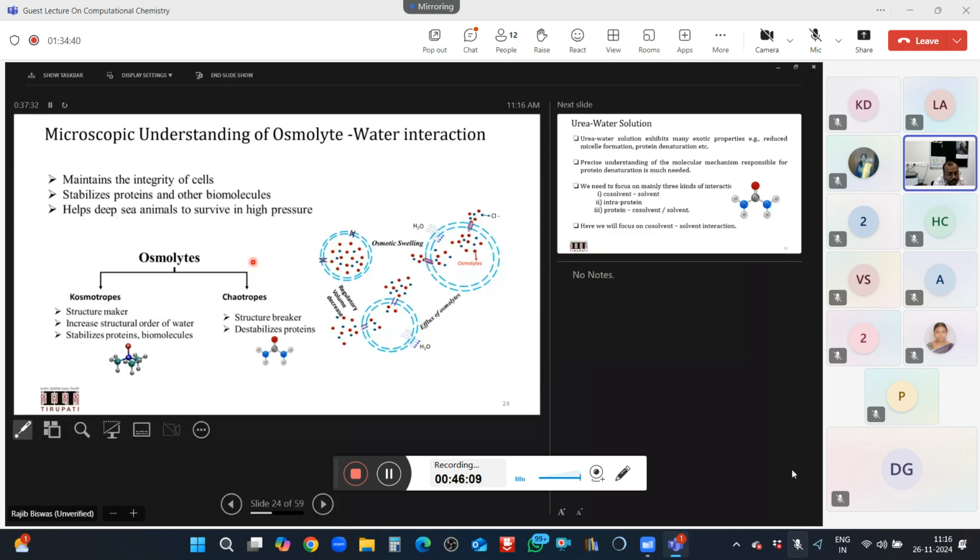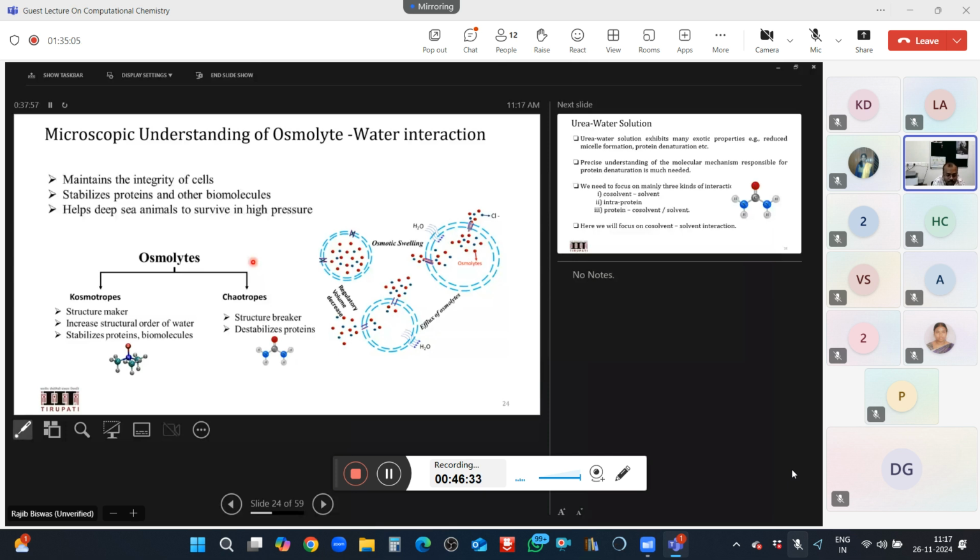But deep down, even several kilometers below sea level, where the pressure goes to 1,000 bar or 10,000 bar, marine organisms are alive. You can find live fishes. So how are they alive, how is their protein structure intact? It's very wonderful. Nature has chosen this small osmolyte, TMAO.